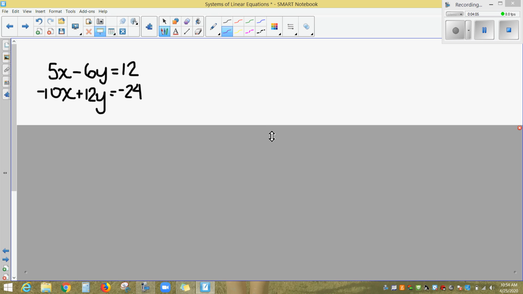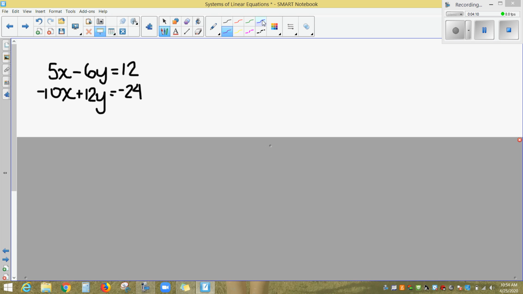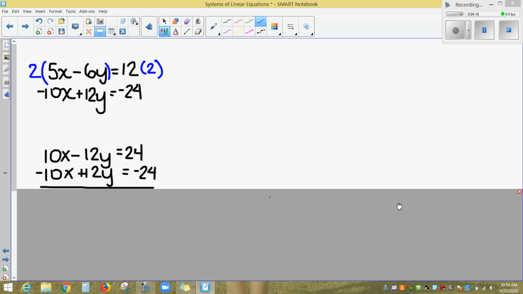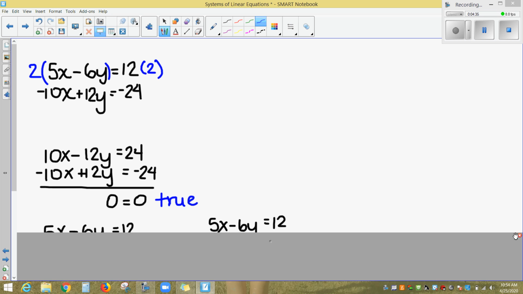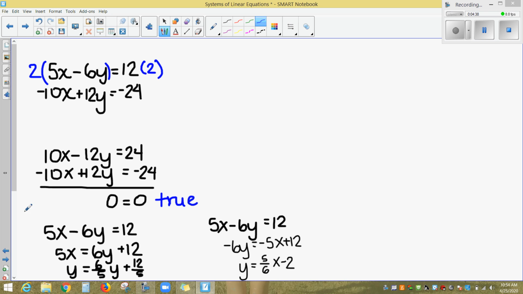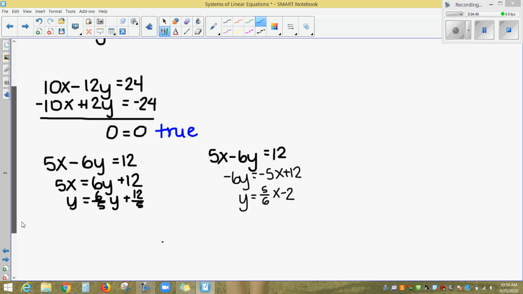On this one, I just went with creating opposites with the x's. So I took the top equation on both sides times 2. And when I did that, and I added them together, I got 0 equals 0. 0 equals 0 is one of our special situations, and so I have to determine the truth or fiction of this statement. And 0 equals 0 is always a true statement. So that means I have a dependent system. A dependent system means I have an infinite number of solutions.